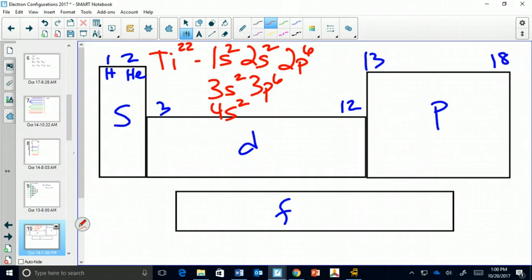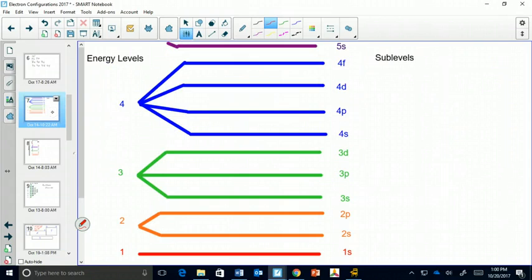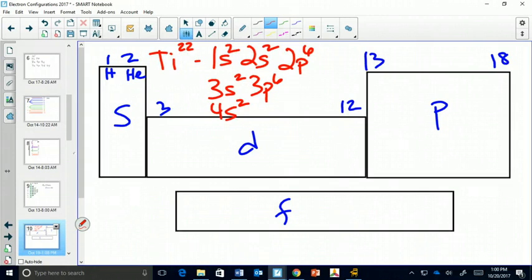I'm at the D, but I'm not in 4D, because remember, the first D sublevel that happens is 3D. So it's going to be 3D. How many am I putting in the Ds? Just 2, because titanium is number 22. There's only 2 electrons that will go into that sublevel. If I add 2 plus 2 plus 6 plus 2 plus 6 plus 2 plus 2, it equals 22.